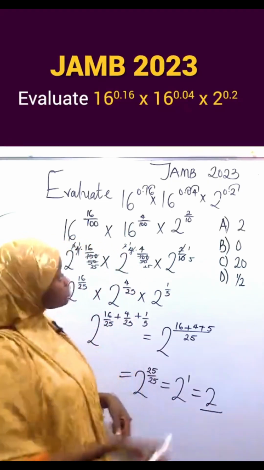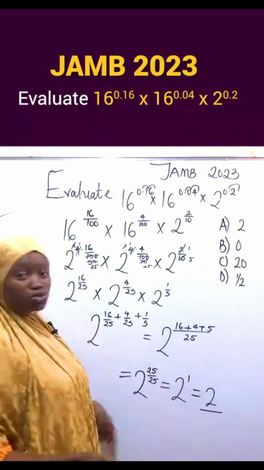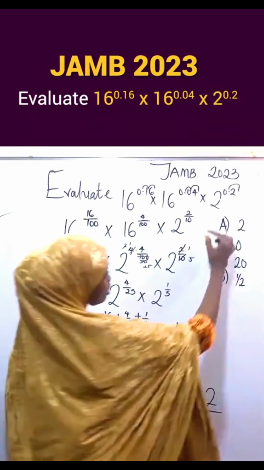So we have the options. Option A is 2, B is 0, C is 20, D is 1 over 2. So the correct option is option A, which is 2.